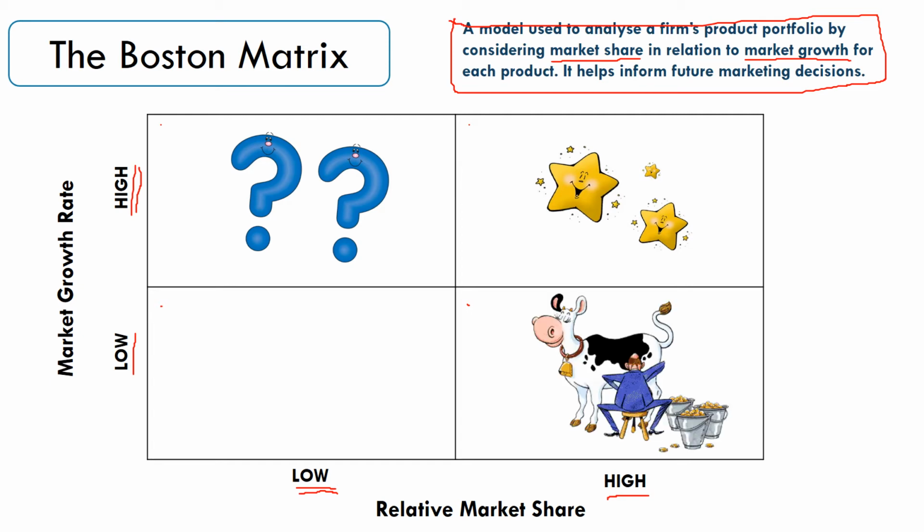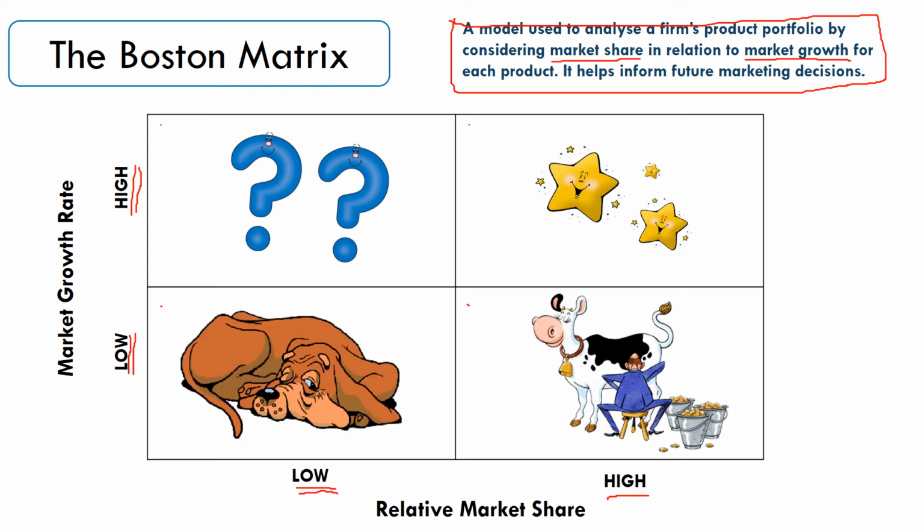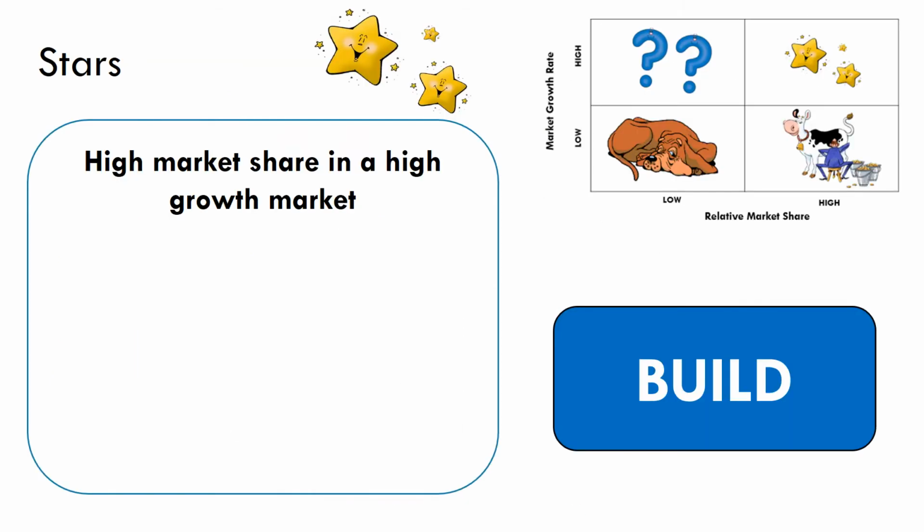Products that have high market shares in markets that are now quite stable and have therefore low rates of growth, maybe are saturated markets that have already grown, we call these products cash cows. And these, as you expect, tend to be highly profitable and generating money for us. Products that have a low market share in a market that is not growing very quickly, we call these dogs. So let's go through these in a bit more detail.